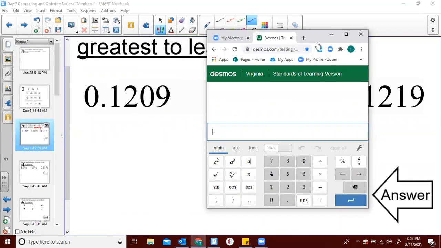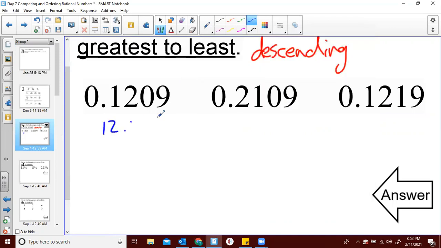So we can just do 0.1209 and make sure you multiply that by 100. And you'll see that we get 12.09%. All right, also we could do the double dip method, right? And that will give you 21.09%. And double dip again.